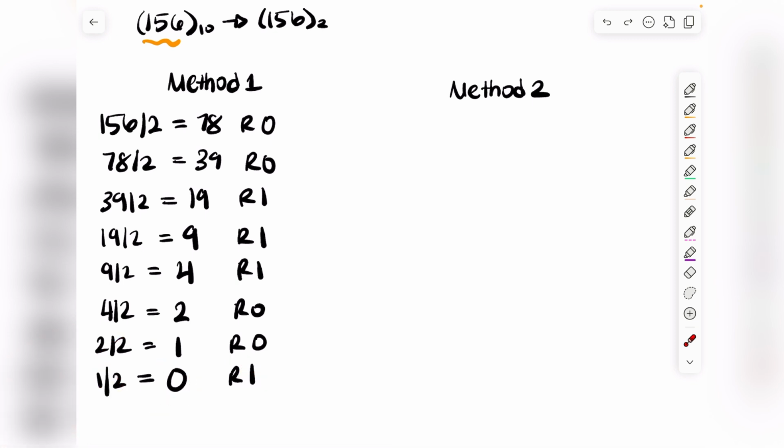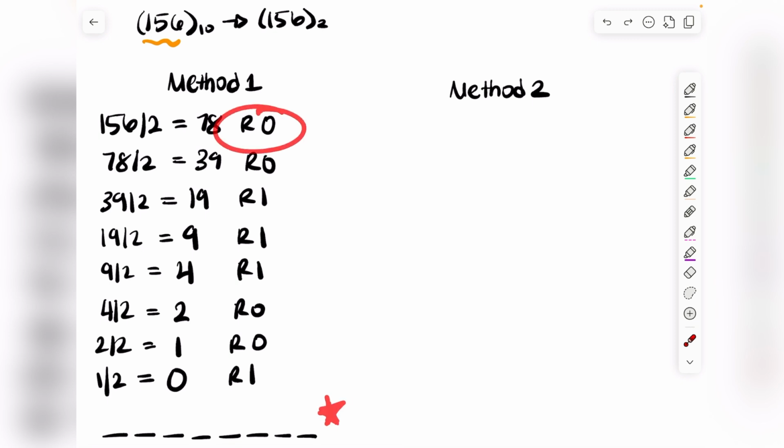Now, what does this tell me? Well, our remainders are bits. If you count them, I have 1, 2, 3, 4, 5, 6, 7, 8. That means I'll need 8 bits. And then we're starting on this side. If you ever forget, just remember the right side is the right side to start from.